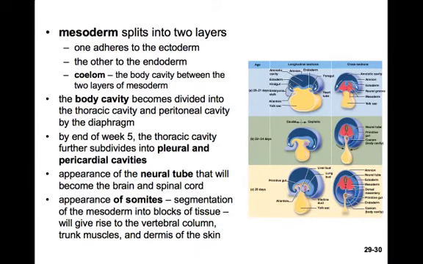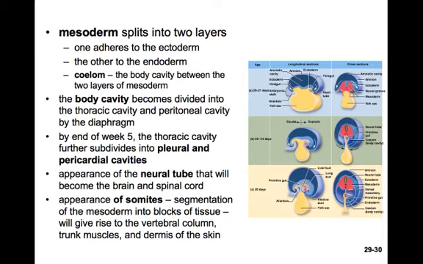At this point, the mesoderm will split into 2 layers. One adheres to the ectoderm, and the other adheres to the endoderm. The splitting of mesoderm into 2 layers will form the coelom. The coelom is the body cavity that's between the 2 layers of mesoderm. So essentially, the endoderm will become the inner gut tube and its associated structures, and the ectoderm will become the skin and its associated structures.